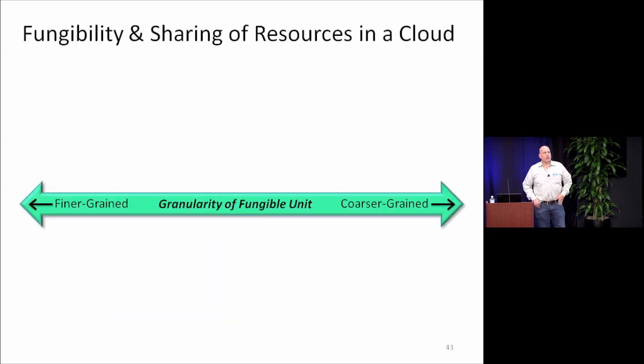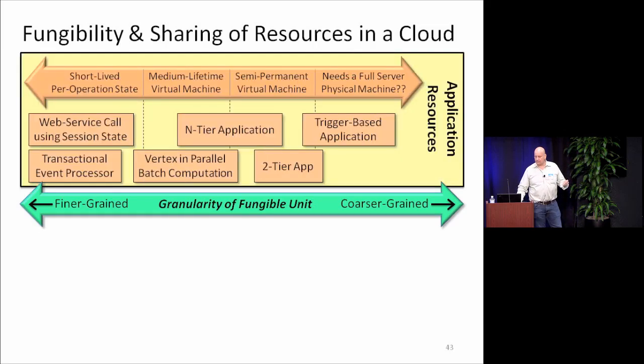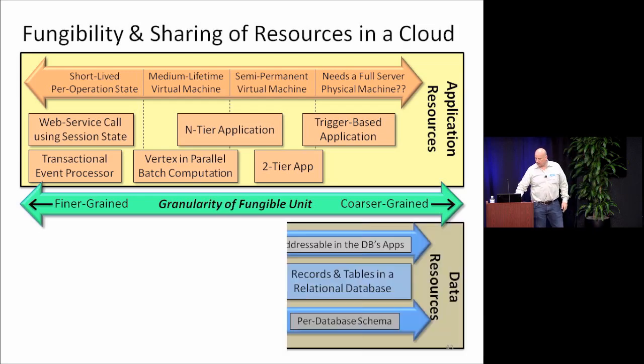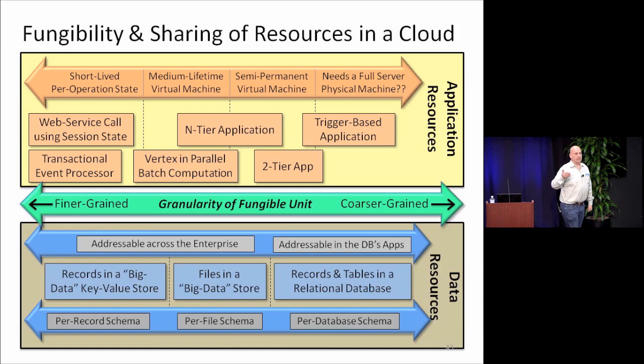So, fungibility and sharing of resources in a cloud. I have fine-grained stuff, I have coarser-grained stuff. If I have a resource application, can I share things at a transactional event or a web service event, or do I actually need to go and get a full physical machine like I would to allocate a database? Or can I allocate a virtual machine? As the granularity of sharing gets finer-grained, I am more fluid in my ability to manage the resources, okay?